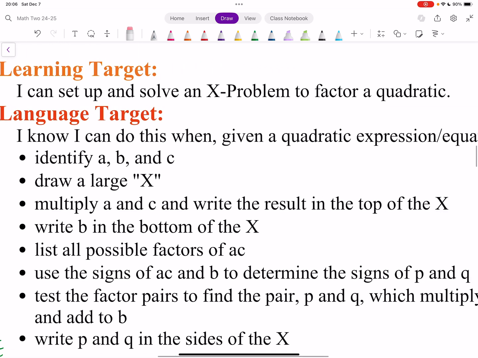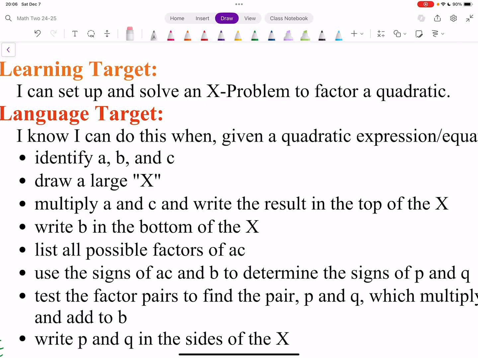The learning target states, I can set up and solve an x problem to factor a quadratic. You know you can do this when, given a quadratic expression or equation, you first identify a, b, and c, ensuring that everything is set equal to 0 and all the terms are on the same side of the equal sign. You then draw a large x. You multiply a and c and write the result on the top of the x problem. You write b at the bottom of the x problem.